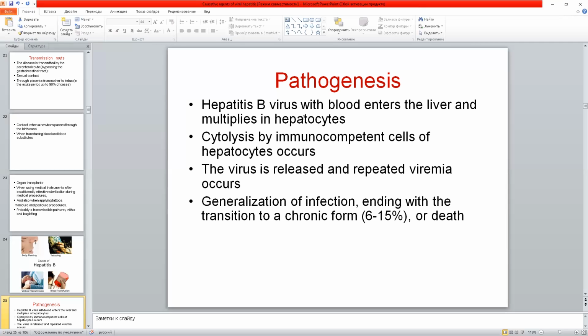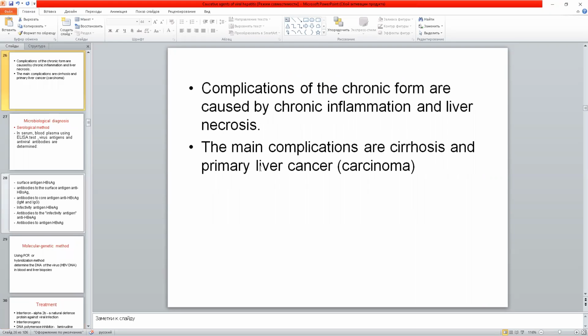But from time to time, the hepatitis virus reproduces, of course. And then the virus is released from the hepatocyte and repeated viremia occurs. And generalization of infection ends with the transition to a chronic form, or maybe death, cirrhosis of the liver and hepatocarcinoma. The complications of the chronic form are caused by chronic inflammation and necrosis of the liver. The main complications are cirrhosis and primary liver cancer, hepatocarcinoma.